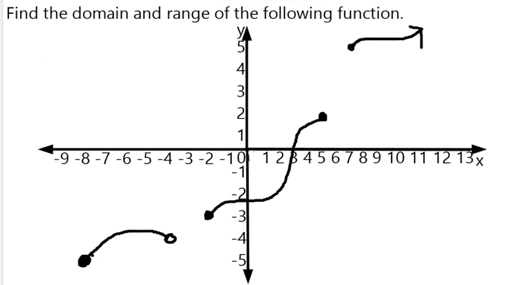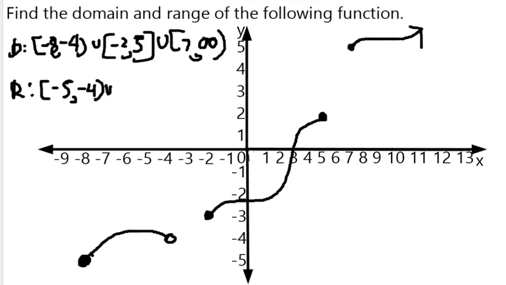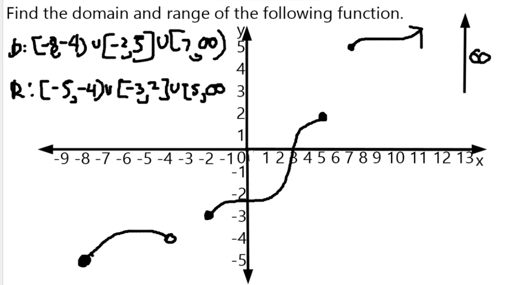Now if you answered that correctly, you can answer this too. So we're just going to make this quick. So we get this. You can pause the video and try this yourself. So the range is going to be -5, -4, union -3. We're going to use a bracket, union 2, union 5 to infinity, because it's going to be in infinity.